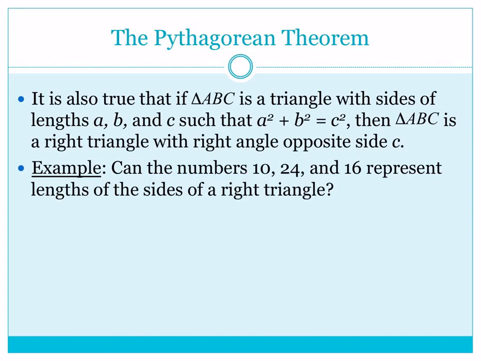Right, it's also true that if the triangle with sides of lengths a, b, and c satisfies a squared plus b squared equals c squared, then ABC is a right triangle with the right angle opposite c. So basically it's the same. We could say it the other way around. We can start with a right triangle and the Pythagorean theorem holds, or we can say if the Pythagorean theorem holds, then we for sure have a right triangle.